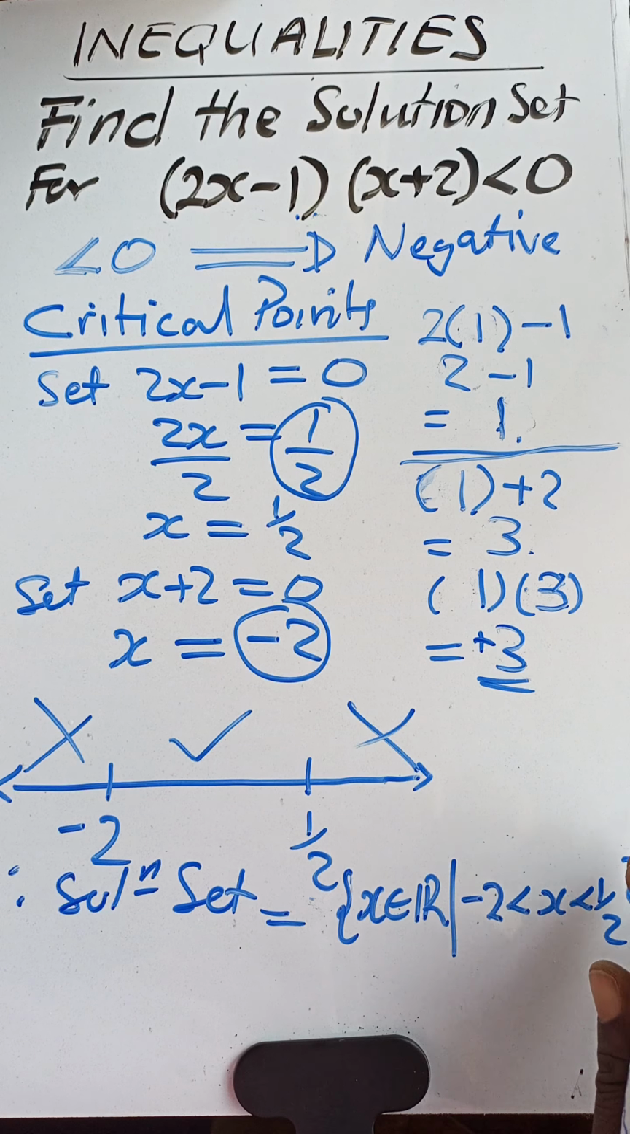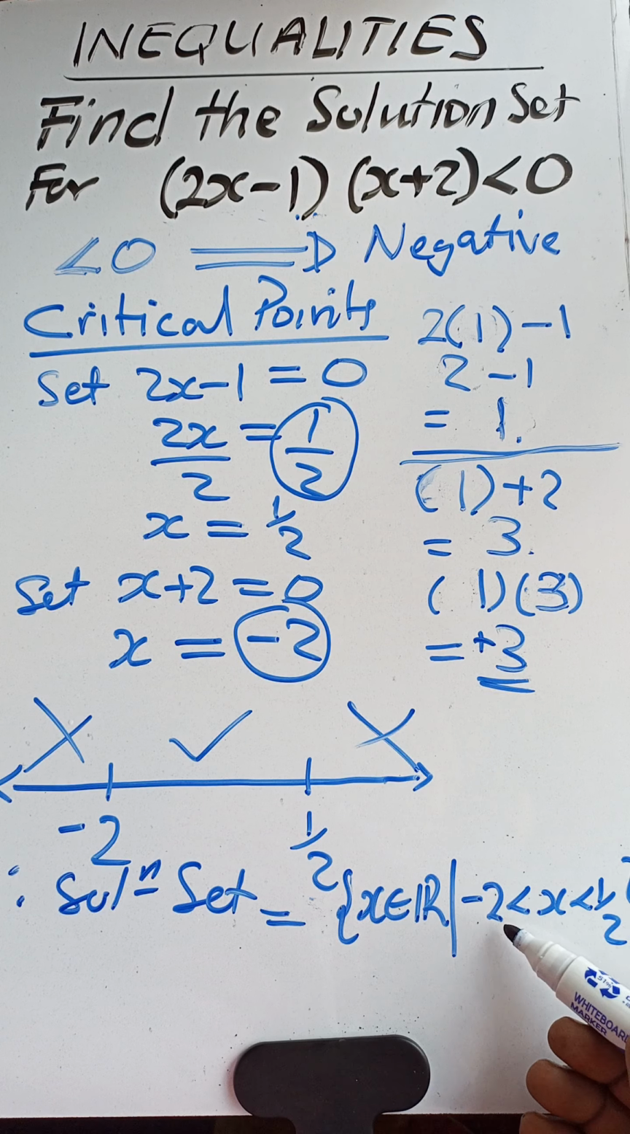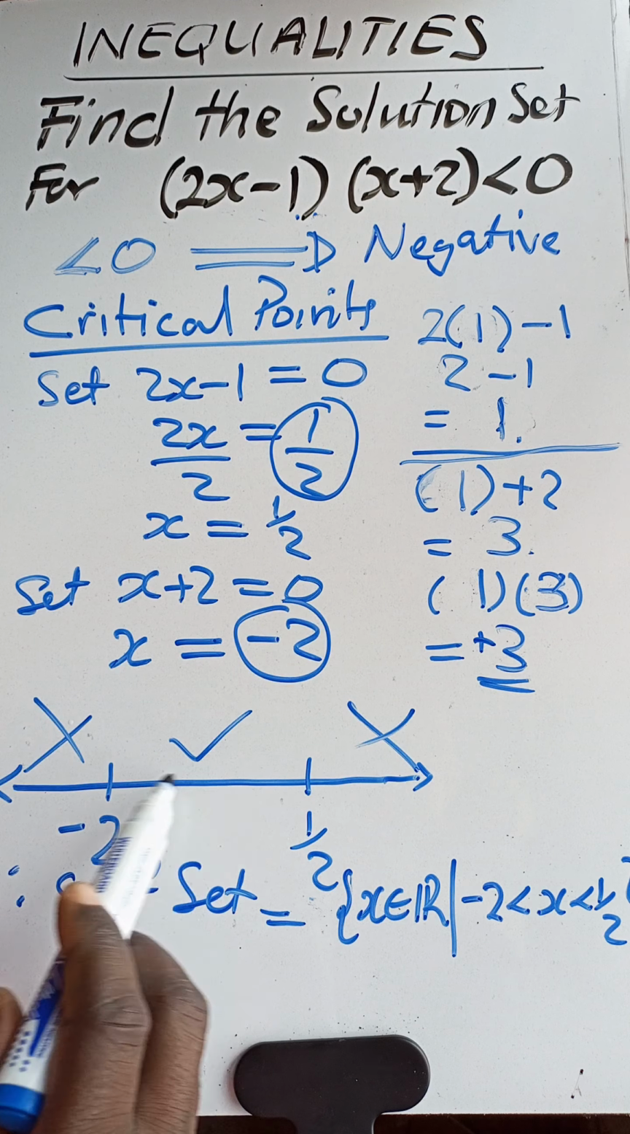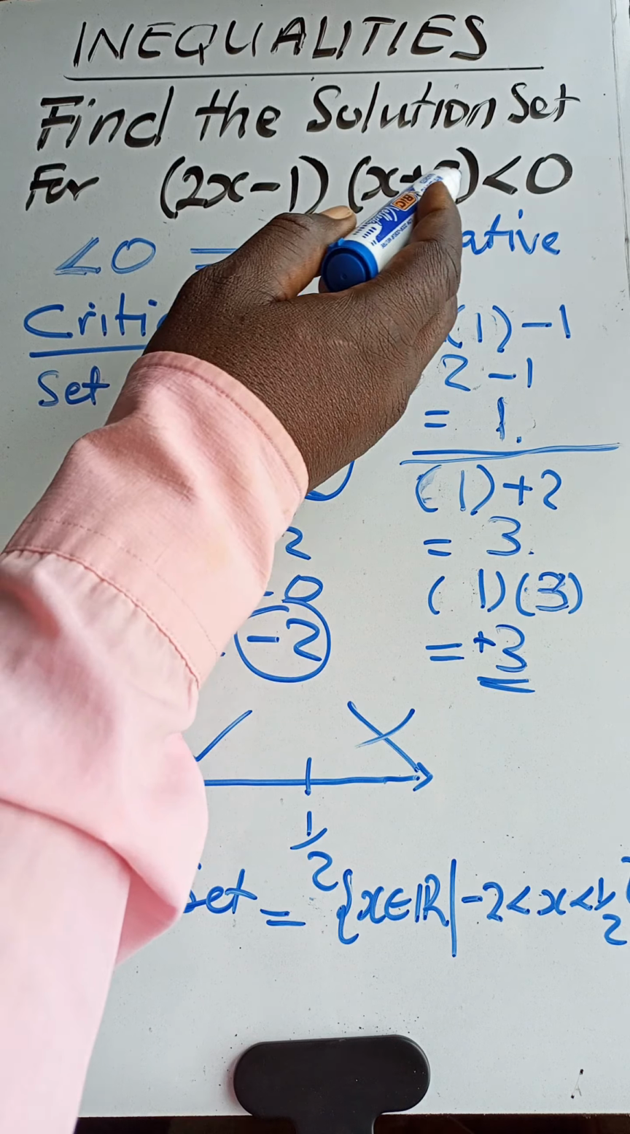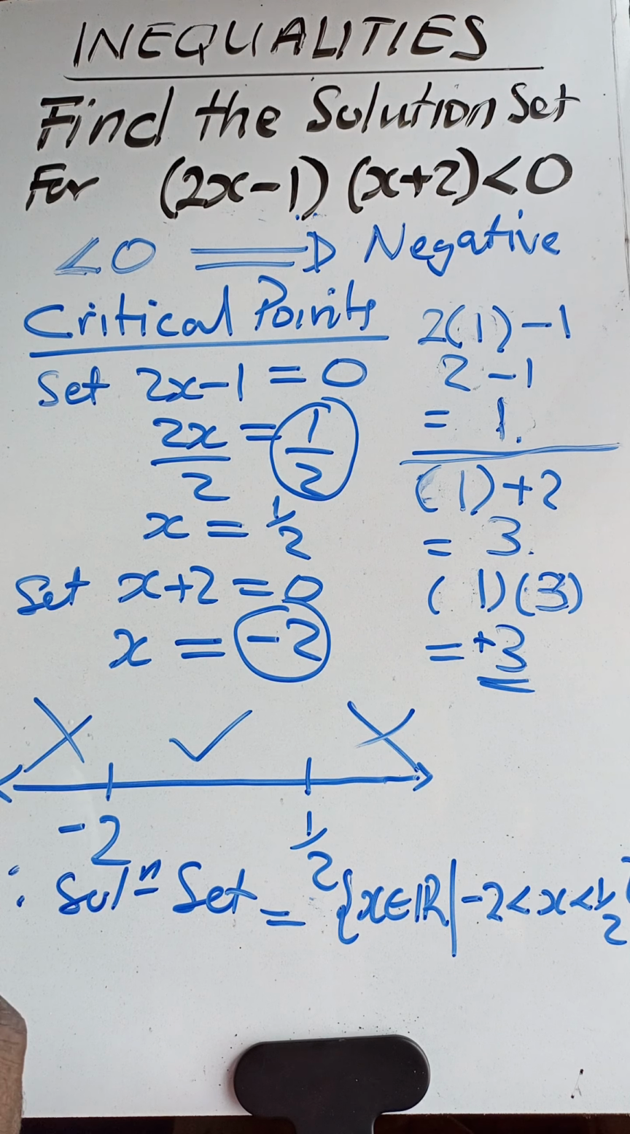Okay, that's our solution set: -2 less than x less than a half. All values in this zone will make this inequality valid. Therefore, that is our solution set.